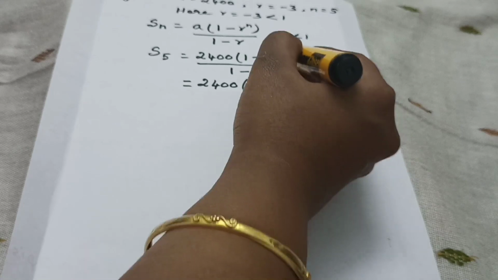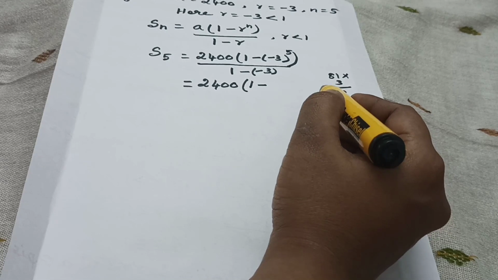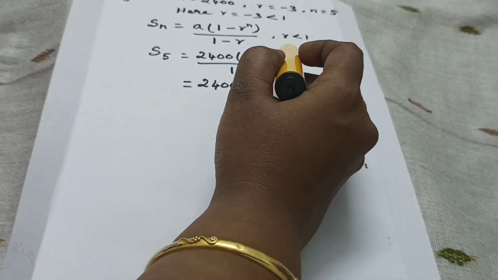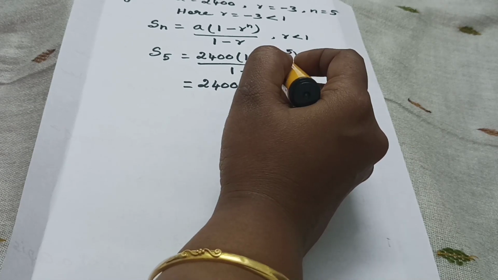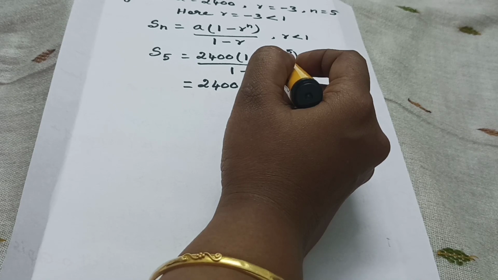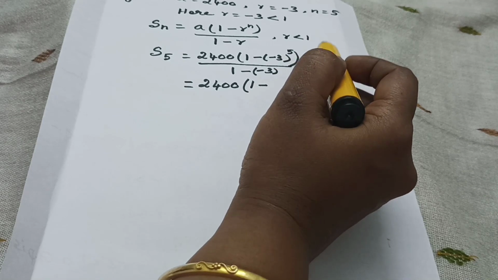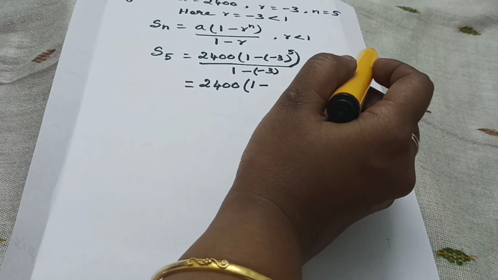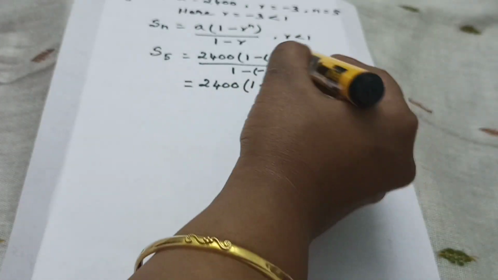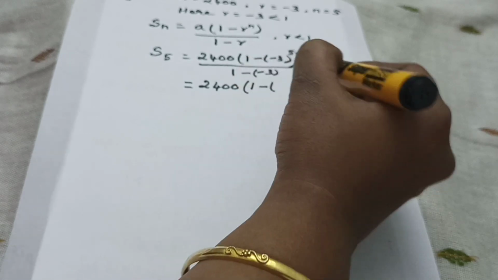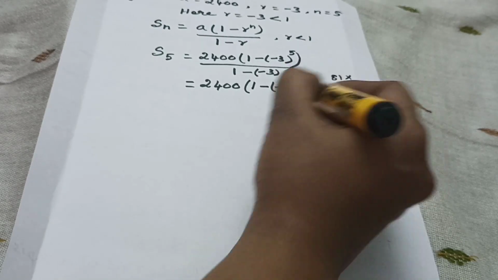So we have to substitute this value here. Minus 3 into minus 3 into minus 3. Odd power means here we will get minus. Even power means we will get a positive value. Minus into minus is plus, plus into minus is minus, minus into minus is plus, plus into minus is minus. Like that here we will get a minus value only. Minus 243. Close the bracket.